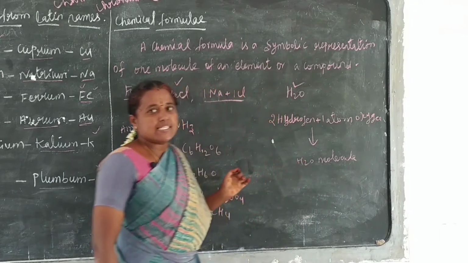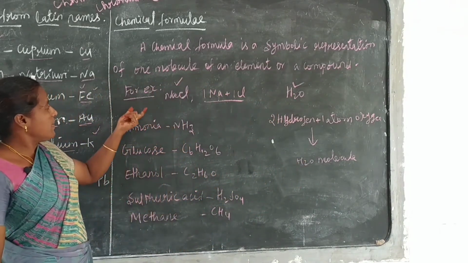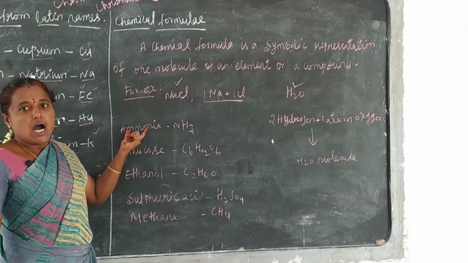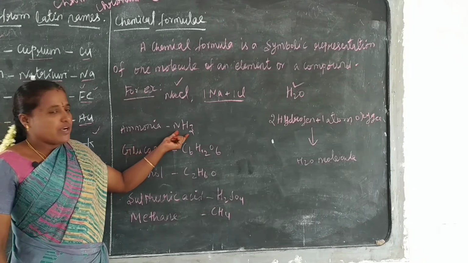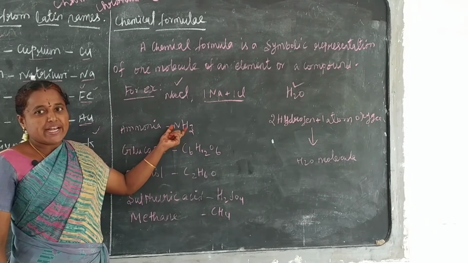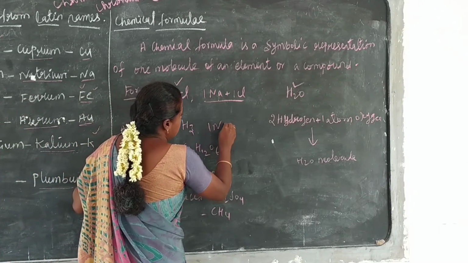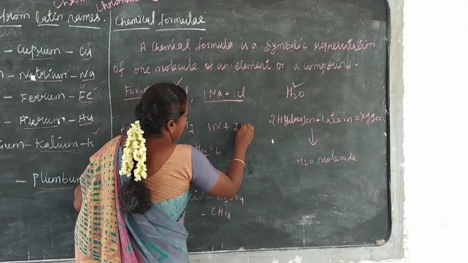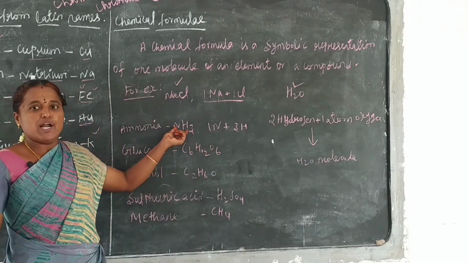Next, some more examples for chemical formulas. Atoms combine to form an ammonia molecule.